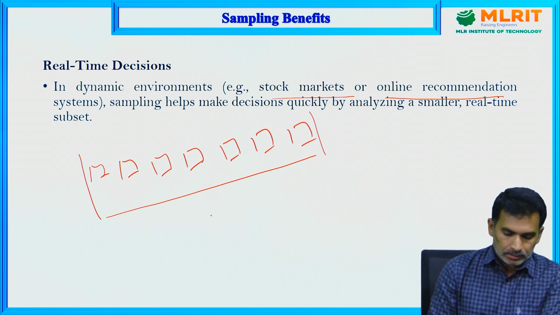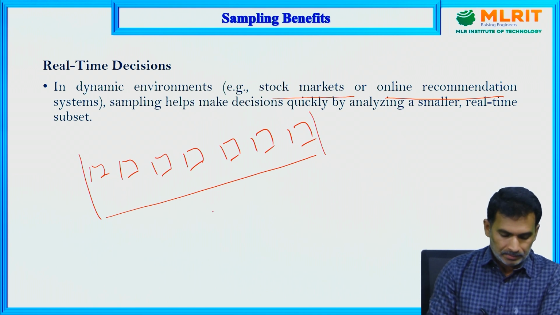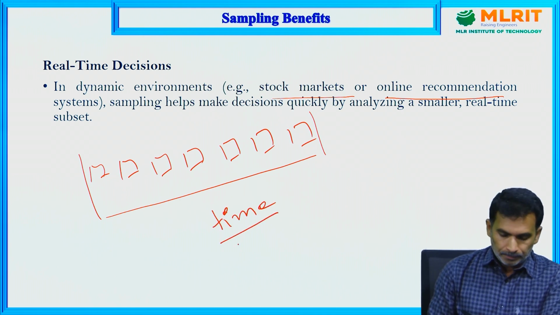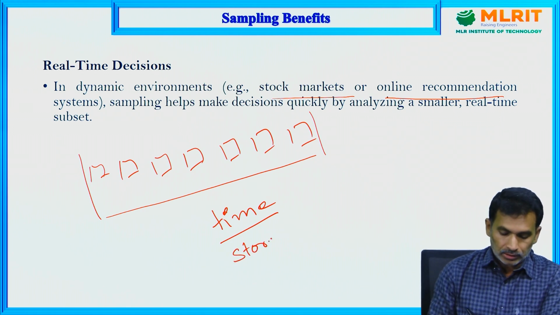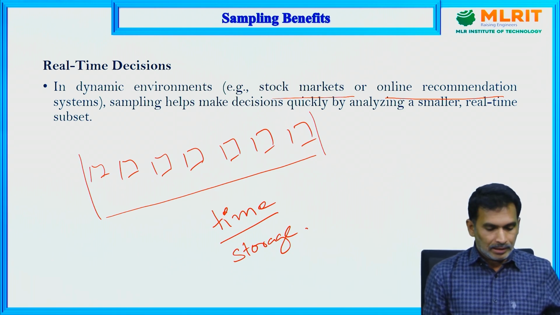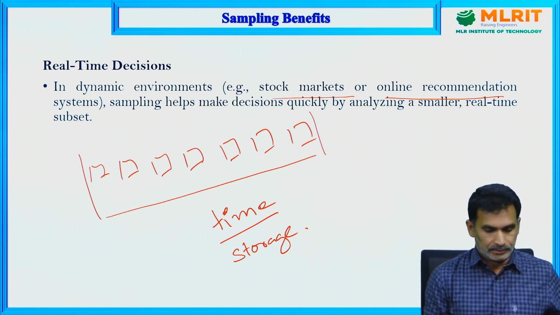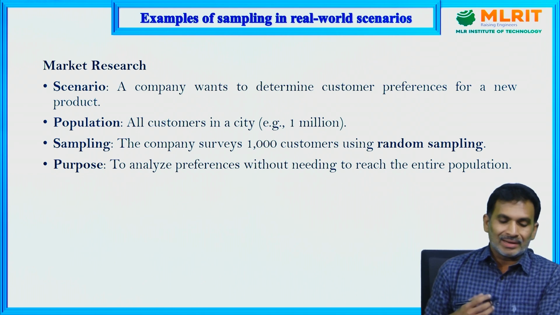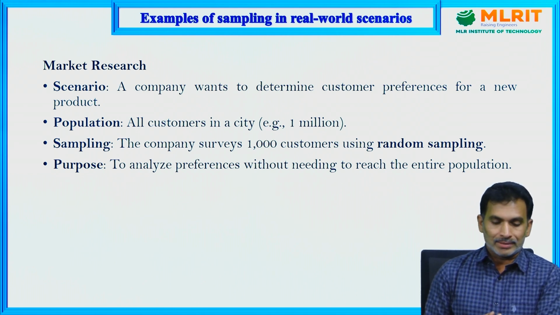So here the main resource limitation would be time. Time is very limited here, and the computational resources and storage are also very limited. So sampling helps to make decisions quickly by analyzing smaller real-time subsets. Let us quickly see a few examples to understand a little more about sampling.